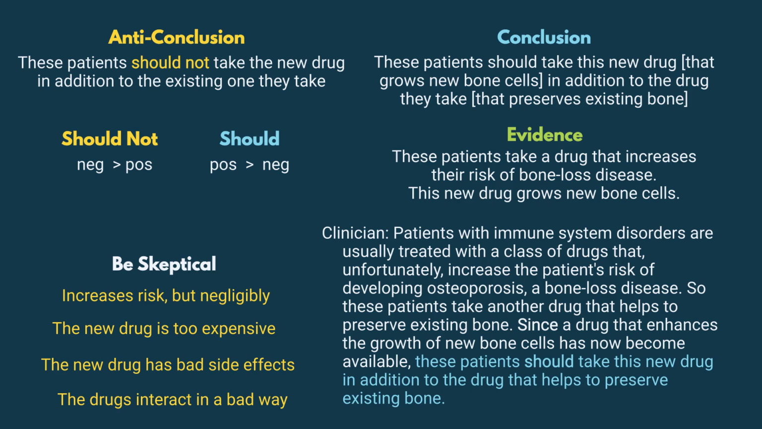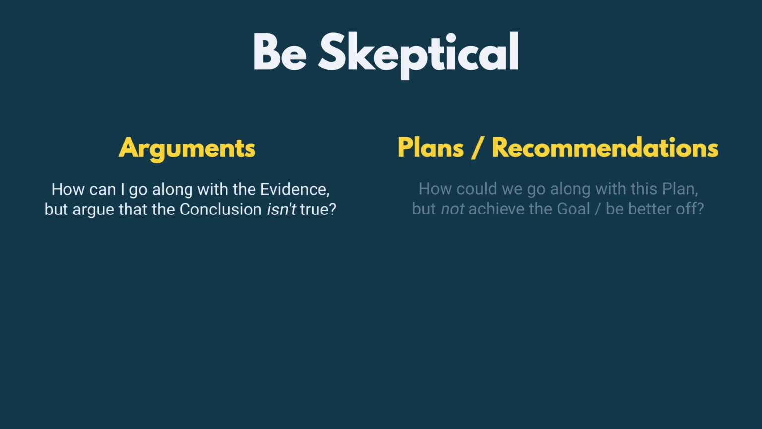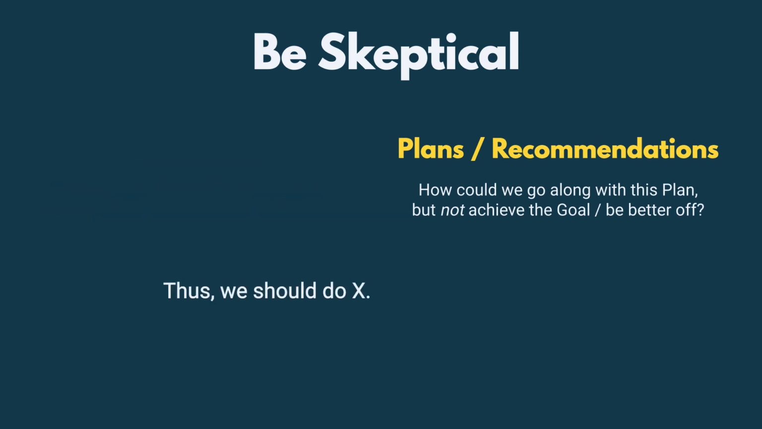When we're being skeptical about an argument, we're basically thinking, how can I accept the evidence but argue that the conclusion isn't true? And when you're skeptical of a plan, you're like, how could I go along with the plan but not be better off or not achieve the goal?